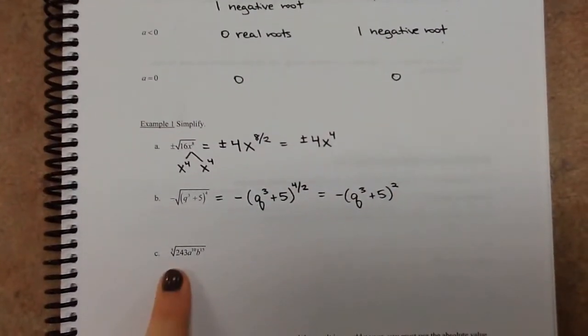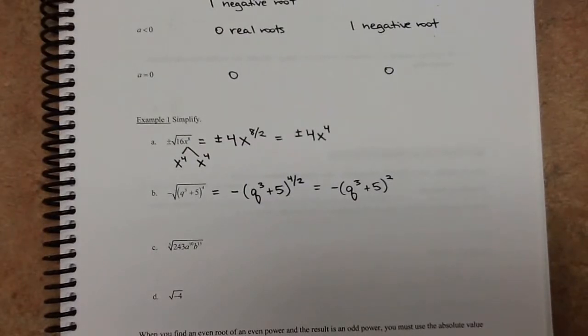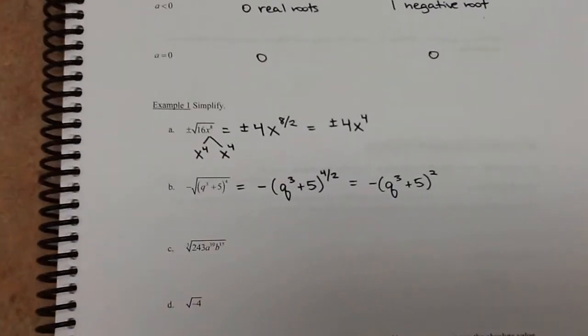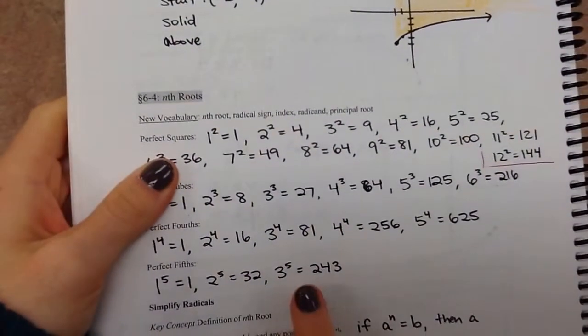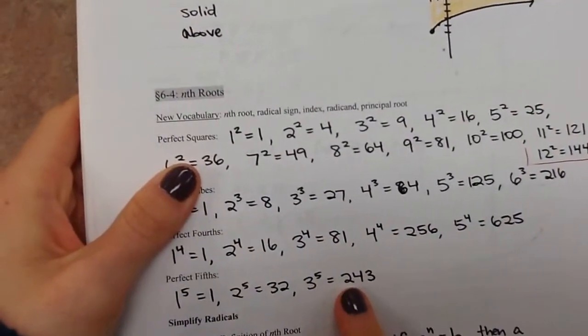Okay, this one's a little different because I've got a 5th root. So here I want things to multiply by themselves 5 times. So I know that the 5th root of 243 is 3, because I've got this on the previous page. 3 to the 5th is 243, so that means the 5th root of 243 is 3. So I know I'm going to get a 3.